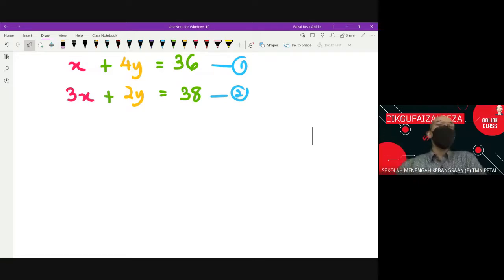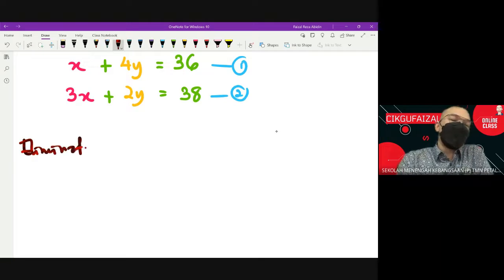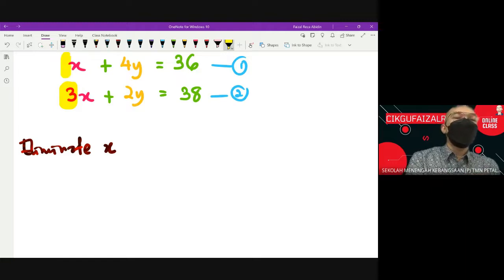Okay, your friend wants to eliminate x. If you look over here, this one has 3x and this one has 1x in front there. So how are we going to eliminate if the number of our variable there is not the same? So what should we do? Yes, I'm going to times the first equation by 3, because you are going to eliminate x, isn't it?